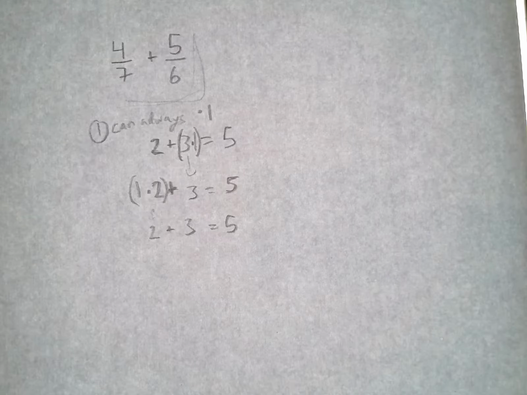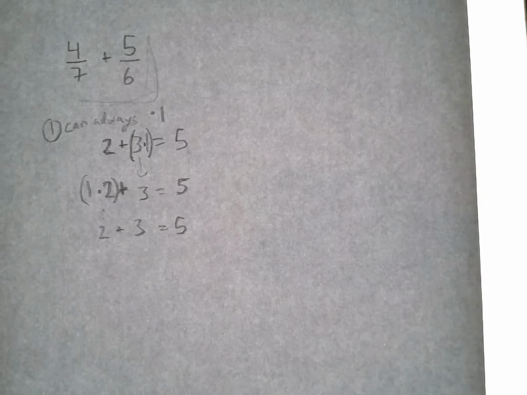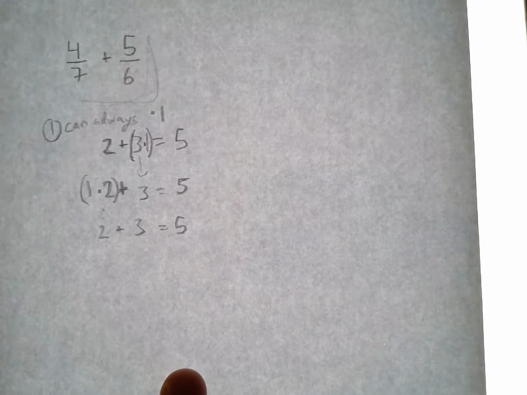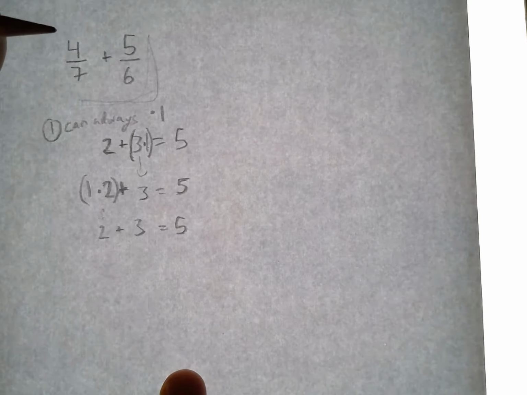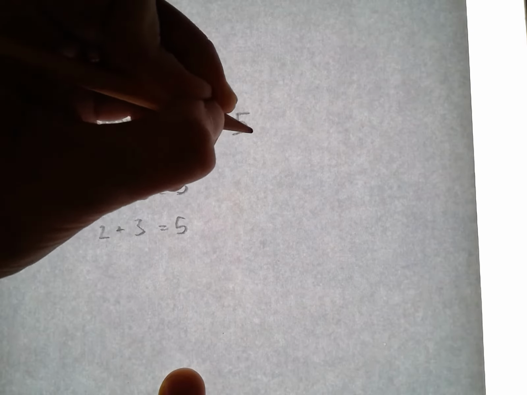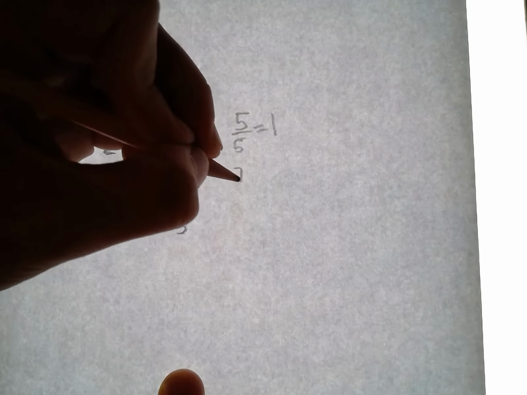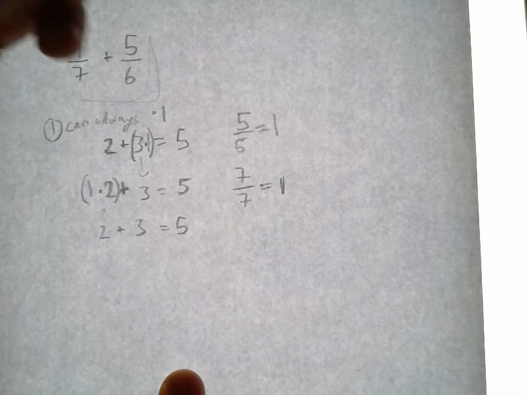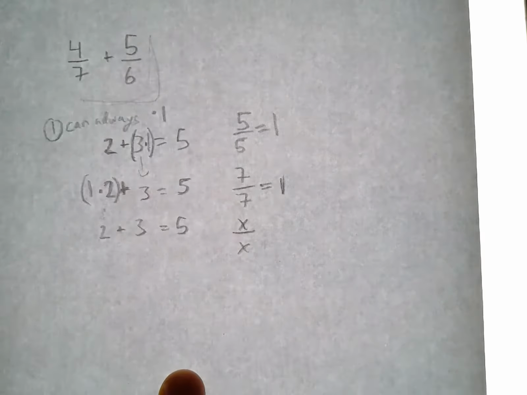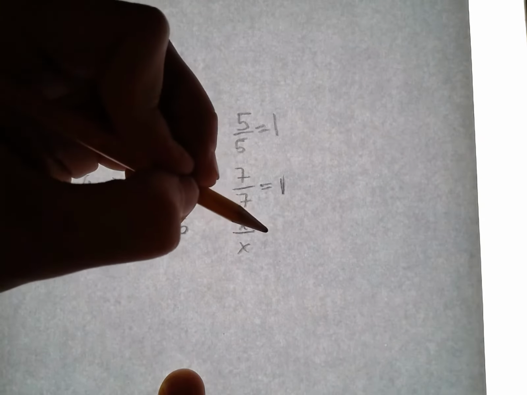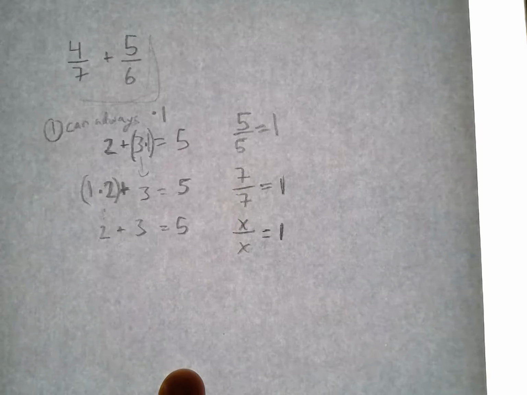Next thing to pay attention to is any number divided by itself is 1. So 5 divided by 5, that's 1. 7 divided by 7, that's equal to 1. X divided by x, doesn't matter. Anything divided by itself is 1.